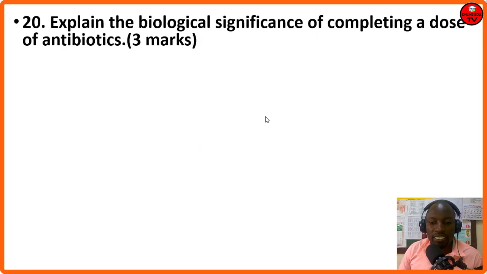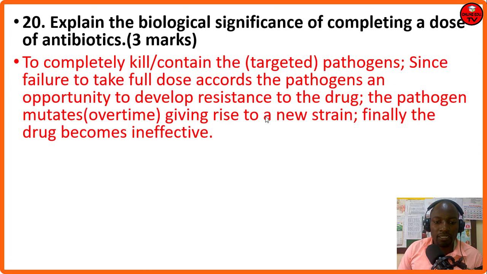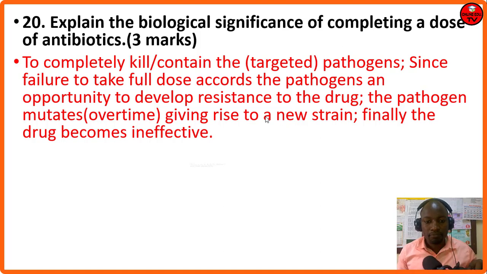Question number 20, explain the biological significance of completing a dose of antibiotics. Now, when you complete a dose, you completely kill, that will contain the targeted pathogens, since failure to take the full dose accords the pathogen an opportunity to develop resistance to the drug. So the pathogen will mutate over time, giving rise to a new strain, which will finally make the drug ineffective.